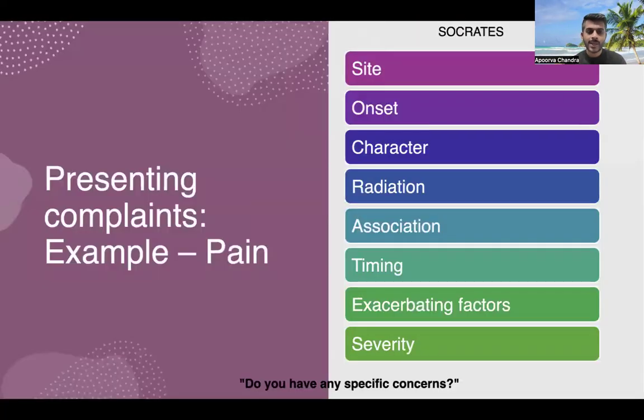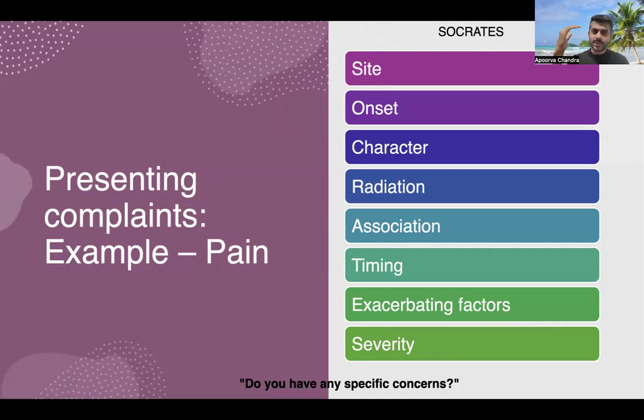Now, coming on to asking about the chief complaints, for example, if you're asking about pain, ask everything about the pain. That is true for any other symptom as well: ask details about the symptom. For example, if we take pain, you can use a common mnemonic called SOCRATES. You ask the site of the pain, onset of the pain, character of the pain. Is the pain radiating anywhere? Is there any associated symptom along with the pain? Is there any specific time when the pain is more or less? Are there any exacerbating factors or any relieving factors? And how severe is the pain?